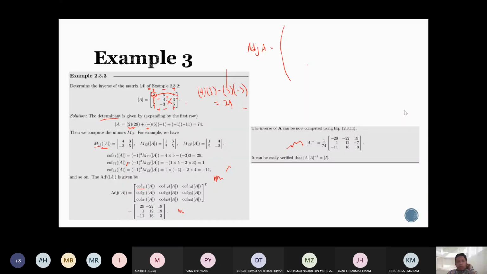Bila semua boleh pakai calculator, buat apa nak kira manual, kan? Betul tak? Betul. Tapi in some cases lah kita akan guna untuk kira manual. Okay.